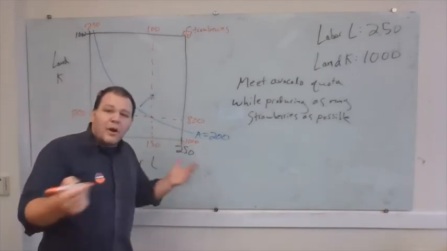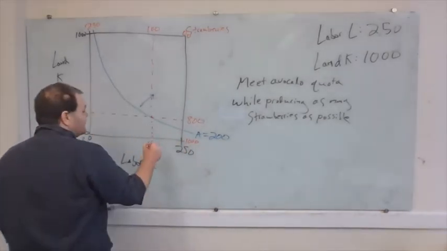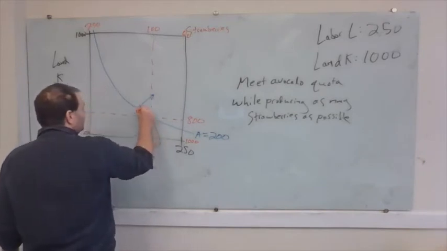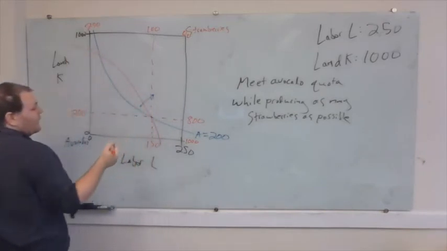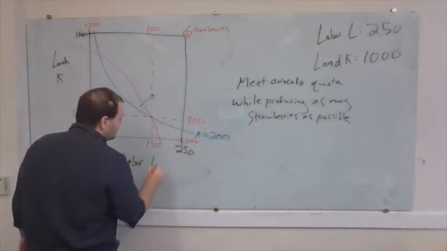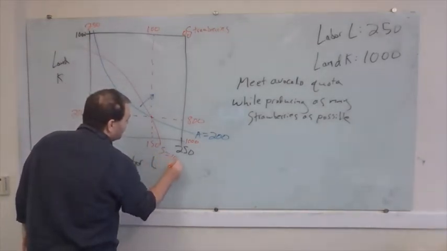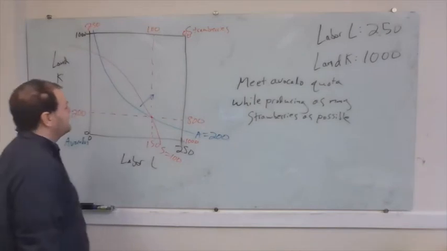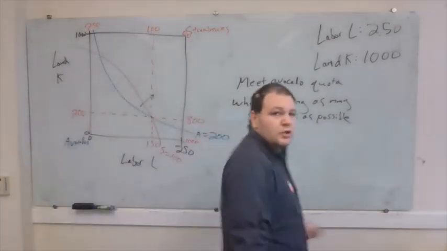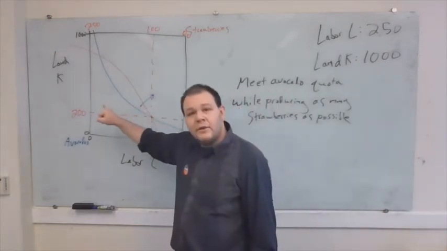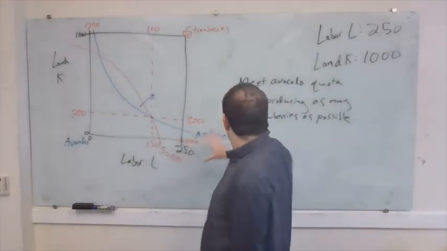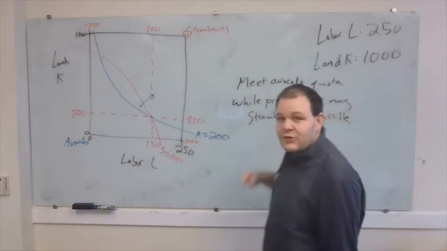So to do this, why don't I draw an isoquant for strawberries, right? See how many strawberries I could produce with these inputs. And let's say, again, just making up numbers here, that I could grow 100 pounds of strawberries this way. Okay. So looking at this graph, do we know whether we're producing efficiently? Do we know whether, right, we're meeting our quota in the way that produces as many strawberries as possible?